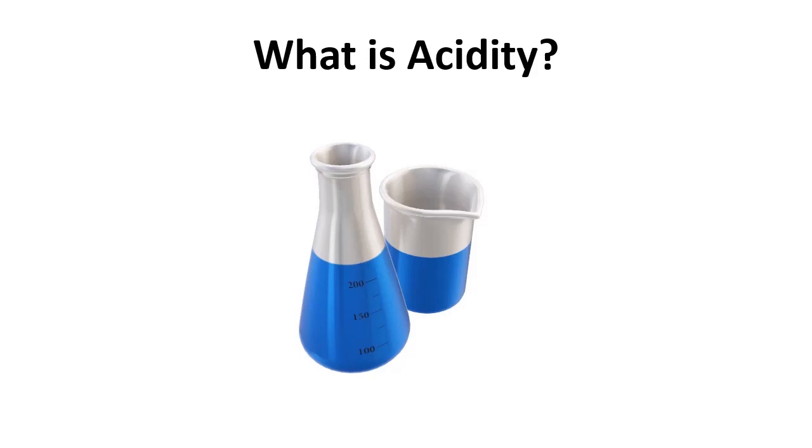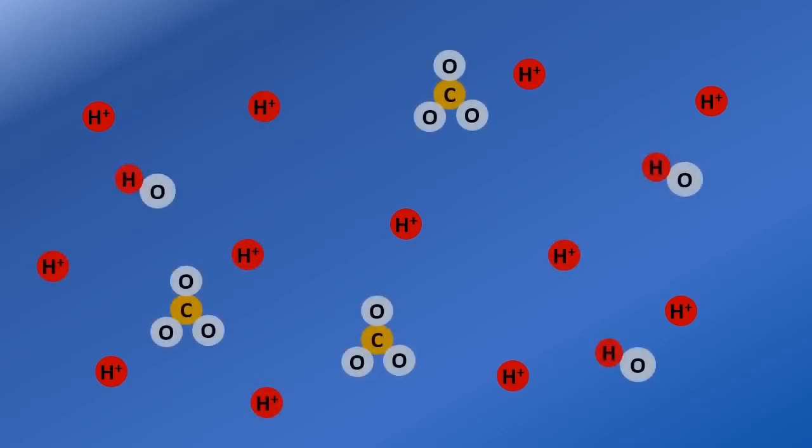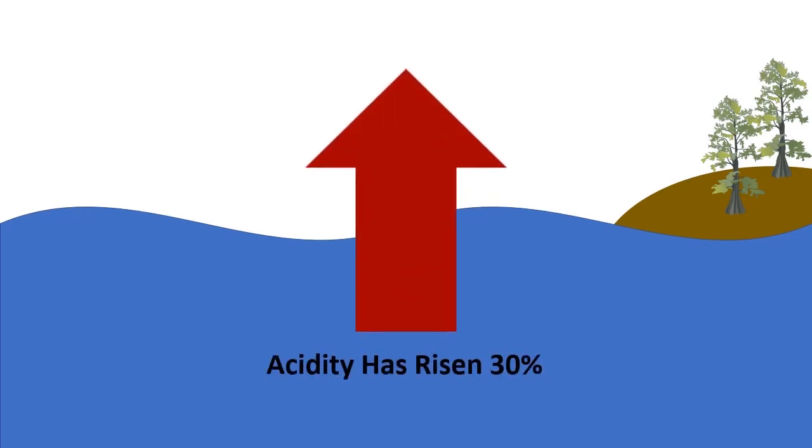Before we begin, let's quickly talk about acidity and why it's a problem for our oceans. When we say something is acidic, what we mean is that there are a relatively large amount of hydrogen ions. So the more free hydrogen ions there are, the more acidic we'd say something is. These hydrogen ions are pretty reactive, which means they freely interact with other molecules very easily. Our oceans have increased in acidity about 30% since pre-industrial times.